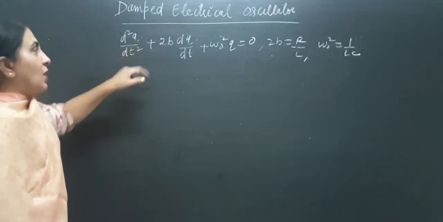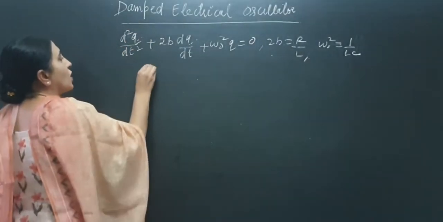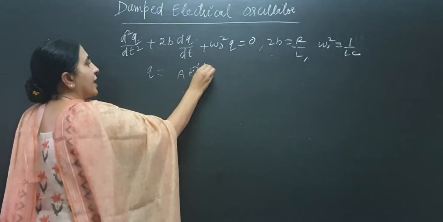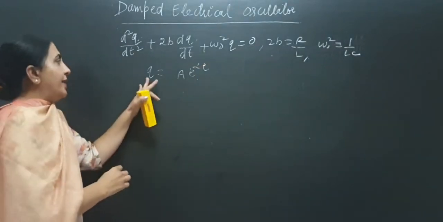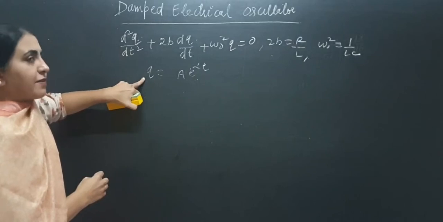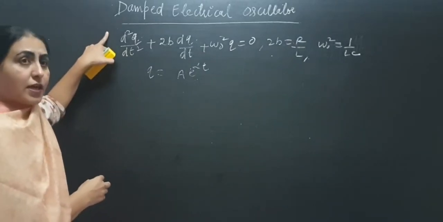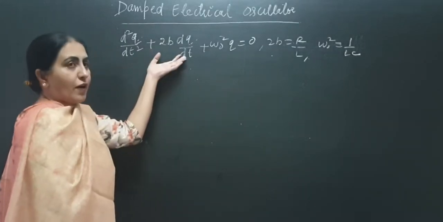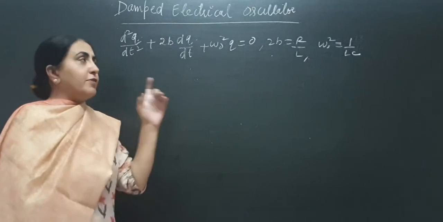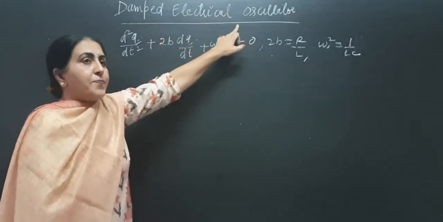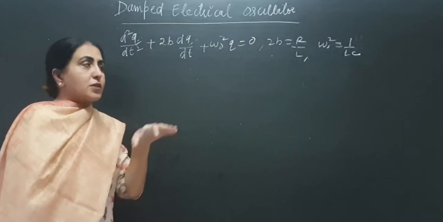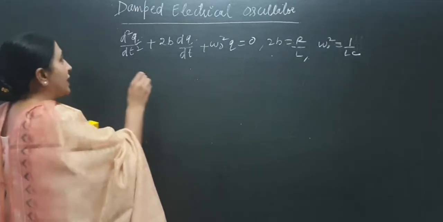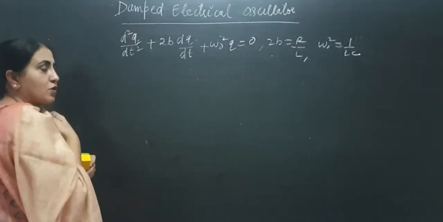Now we take the solution of this equation. Q is equal to Q naught, or you can say A e raised to power alpha t. Put all the same process: take the first derivative and second derivative and put them in this equation. Here you get the roots, the values of alpha. For the same process you can watch the video of the damped mechanical oscillator; I gave the link in the description box. After putting all the values we get the final solution for this.